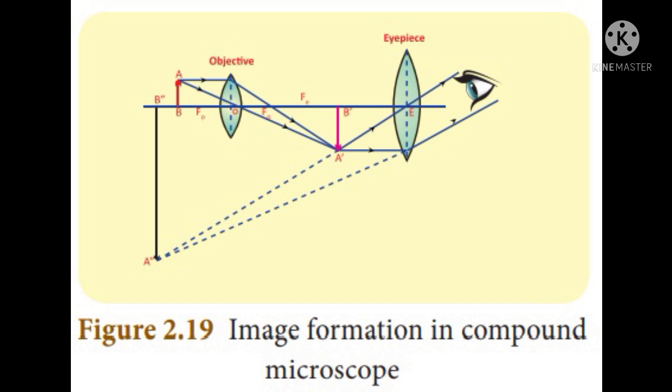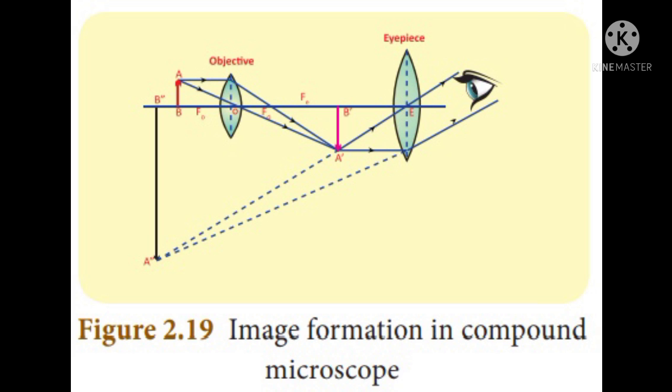Working. The object AB is placed at a distance slightly greater than the focal length of the objective lens. A real, inverted and magnified image is formed at the other end of the objective lens. This image behaves as the object for the eye lens.